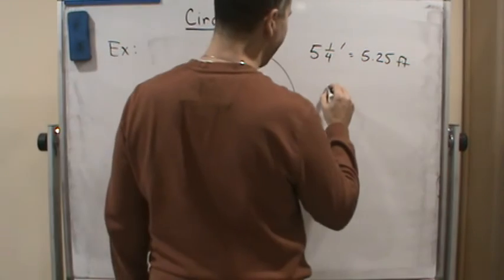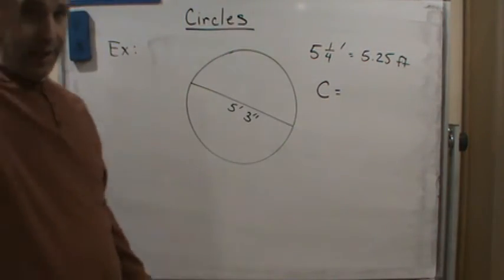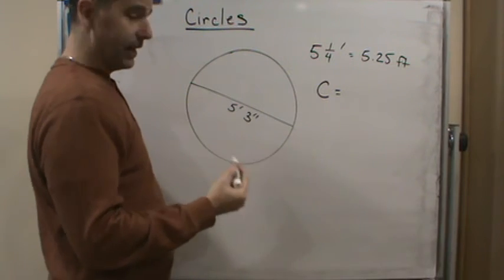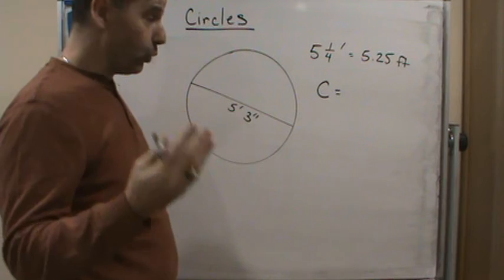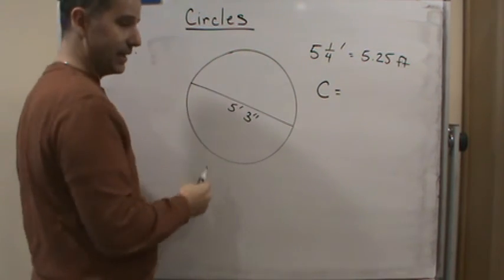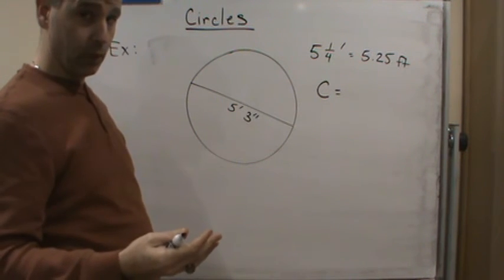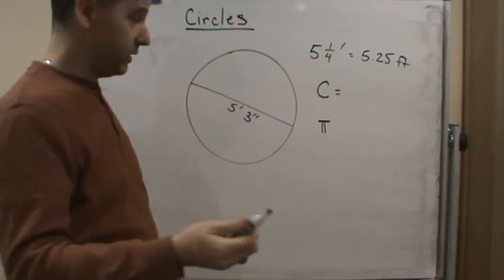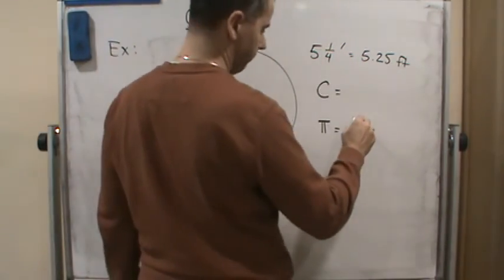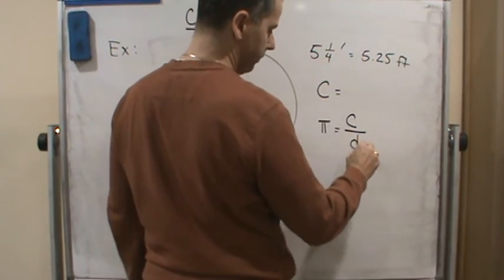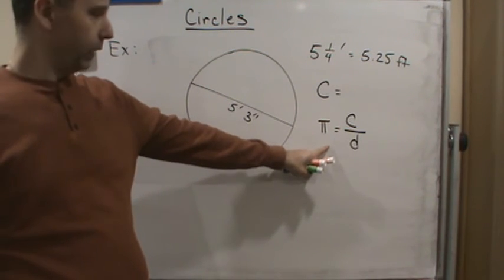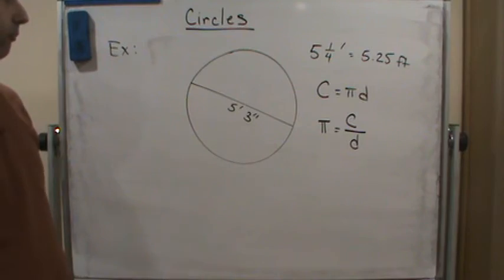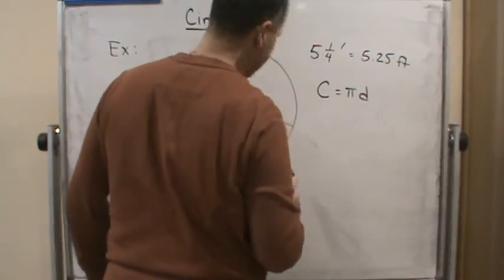Now we want to find the circumference. By the way, how we get this formula for circumference, I didn't say this in the beginning, I should have, but I'm going to explain it now. If we take the ratio of the circumference to the diameter, that is going to equal pi. Pi is a number, and for every circle, doesn't matter what the circle is, if you measure the circumference and divide it by its diameter, that gives you the number pi. That's where we come up with the formula, circumference equals pi times d.